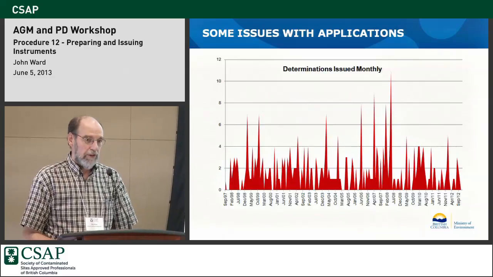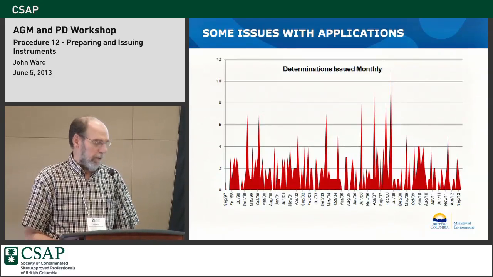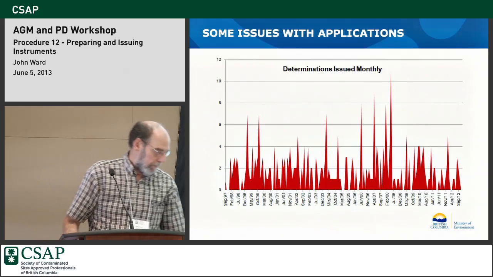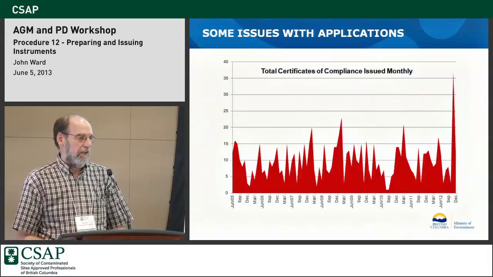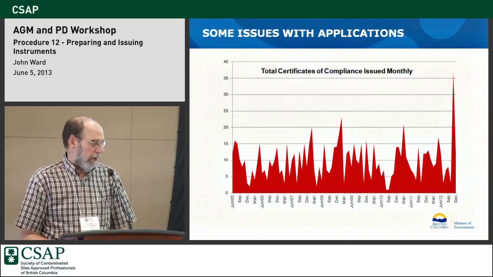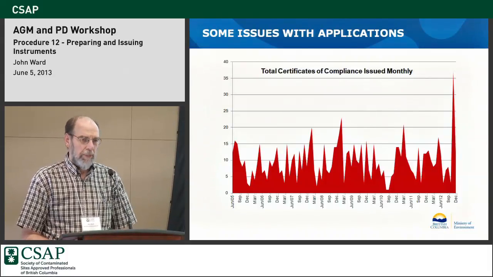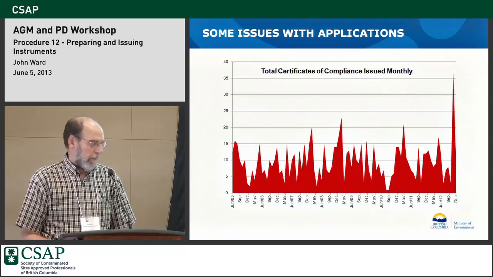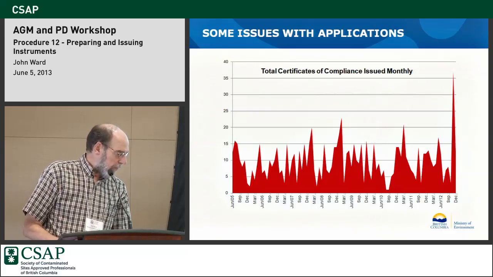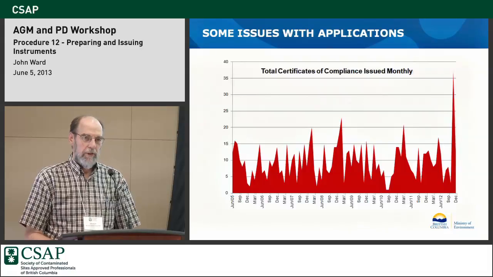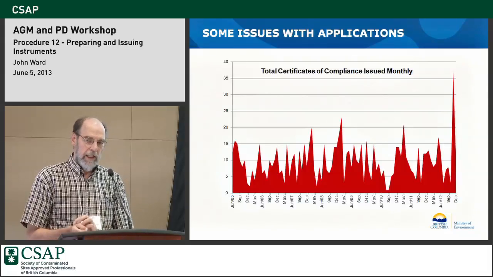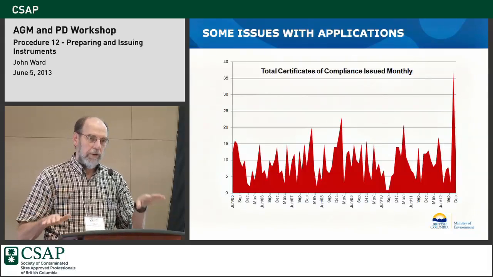Look at those spikes. That's how many determinations of contaminated site we issue every month. And look at these spikes. That's how many certificates of compliance we issue every month. So the workload goes up and down all the time. And it goes from like 5 one month to 35 the next month. So it's quite a challenge for our staff to kind of balance that out.